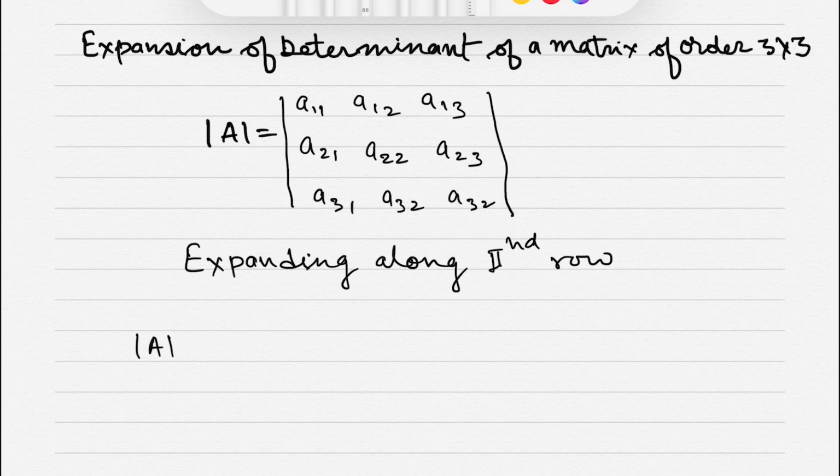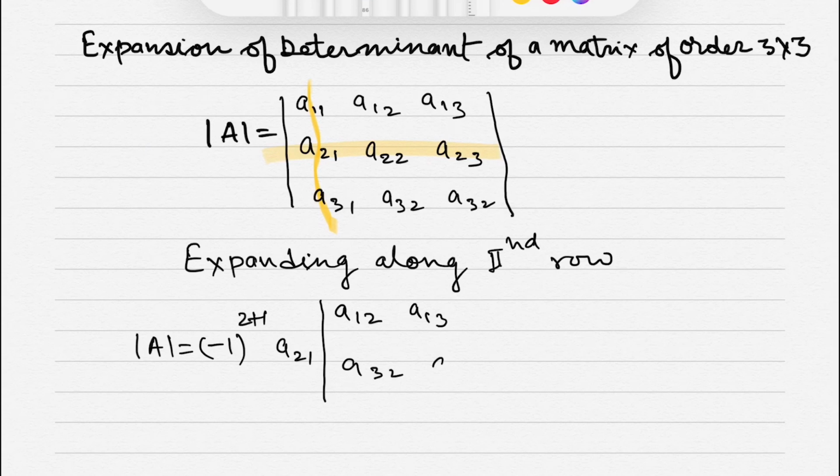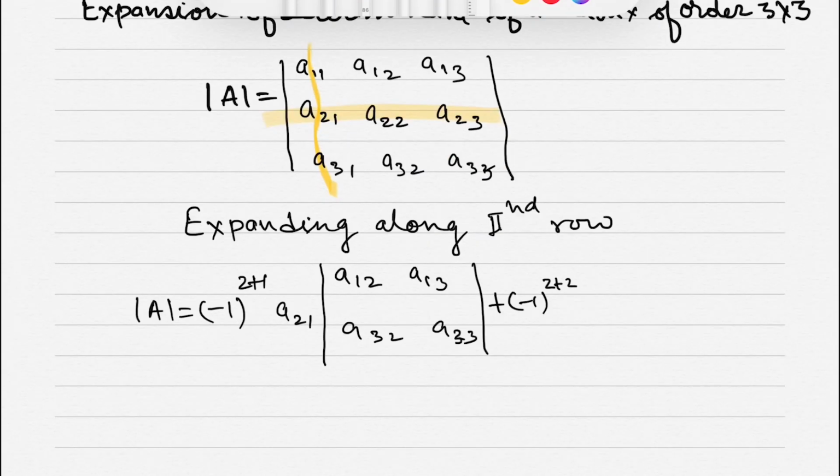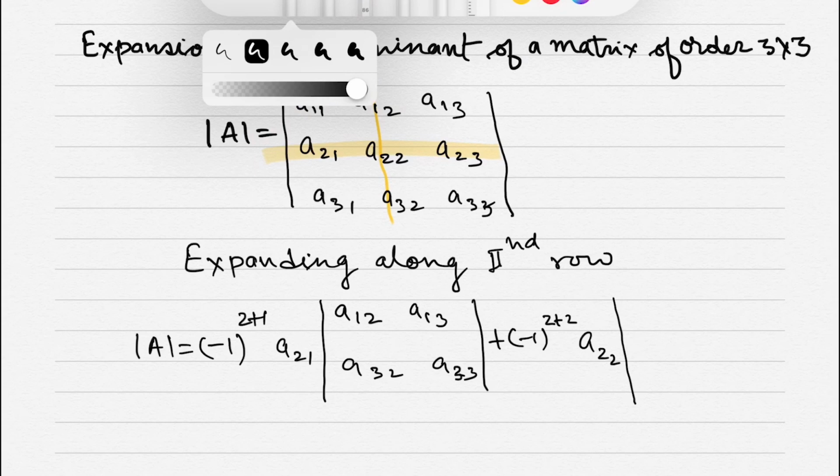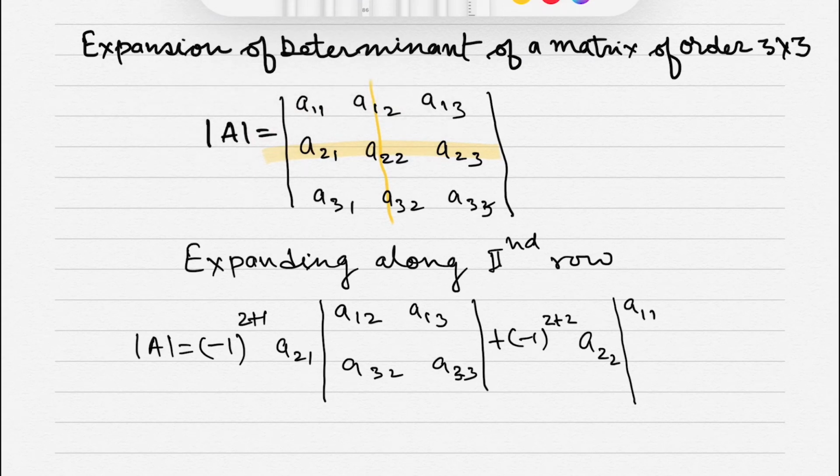Determinant value of matrix A is minus 1 raised to the power 2 plus 1 into A21 into determinant obtained by hiding the second row and the first column, and this determinant is A12, A13, A32, A33, plus minus 1 raised to the power 2 plus 2 A22. Now we will hide the second row and the second column, and here we'll write the determinant obtained, so A11, A13, A31, A33.